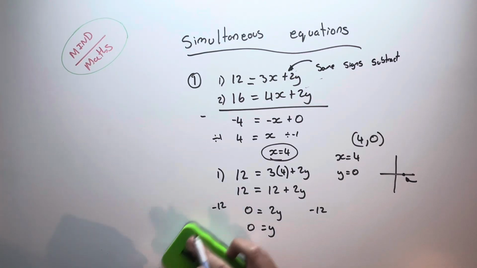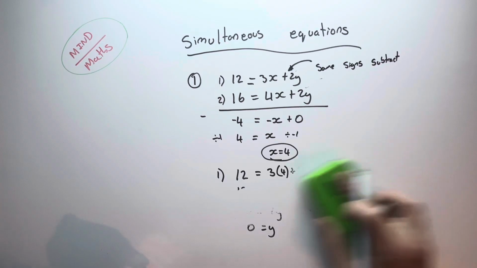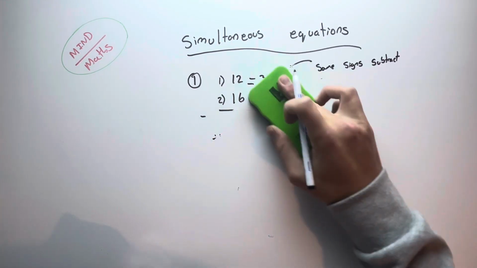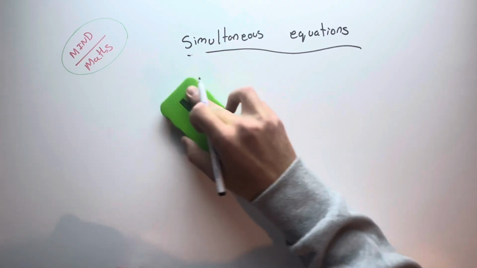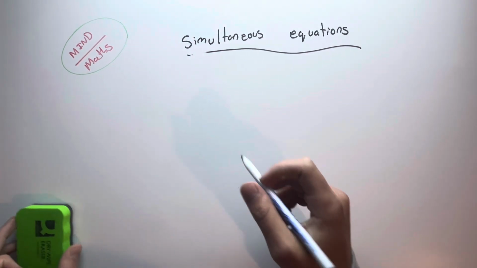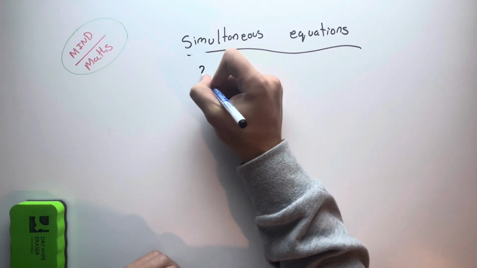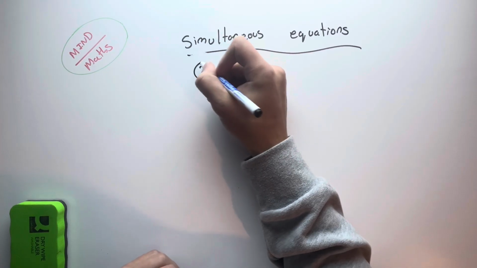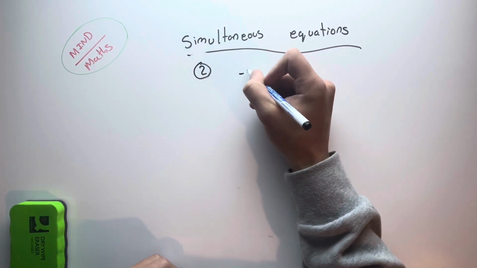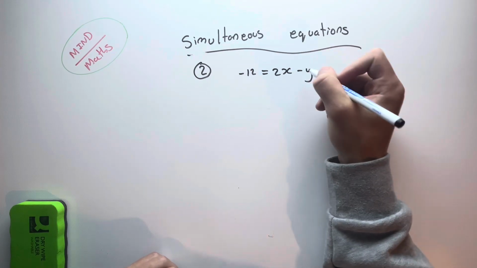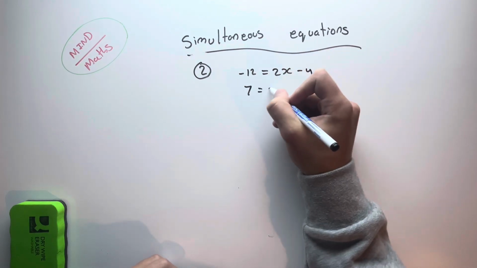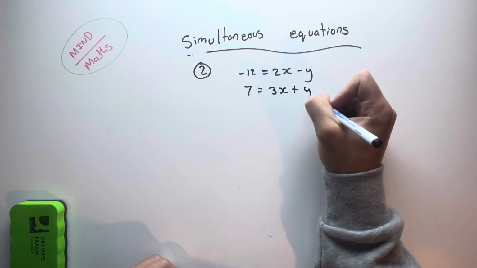Now we're going to look at a little harder exercise to try and get our heads around it. So number 2. Minus 12 is equal to 2x minus y. 7 is equal to 3x plus y.